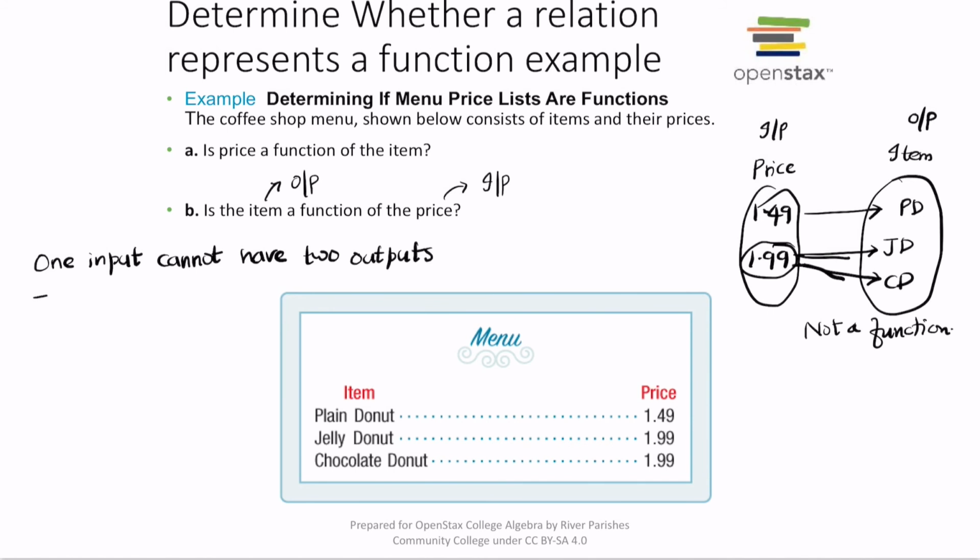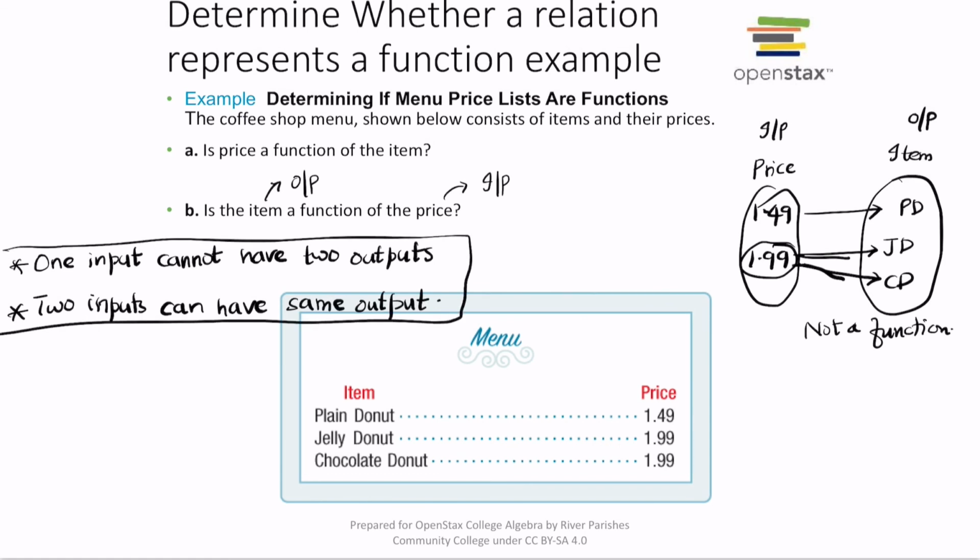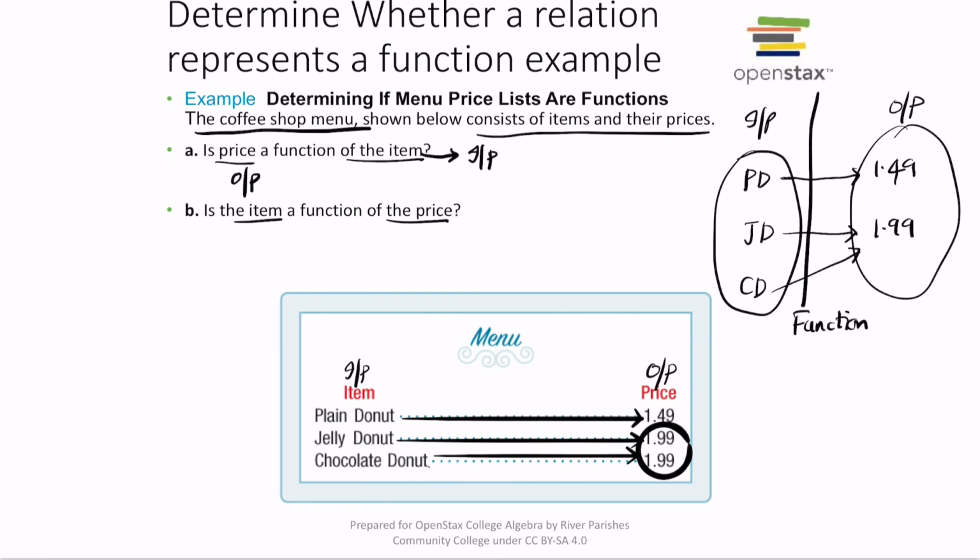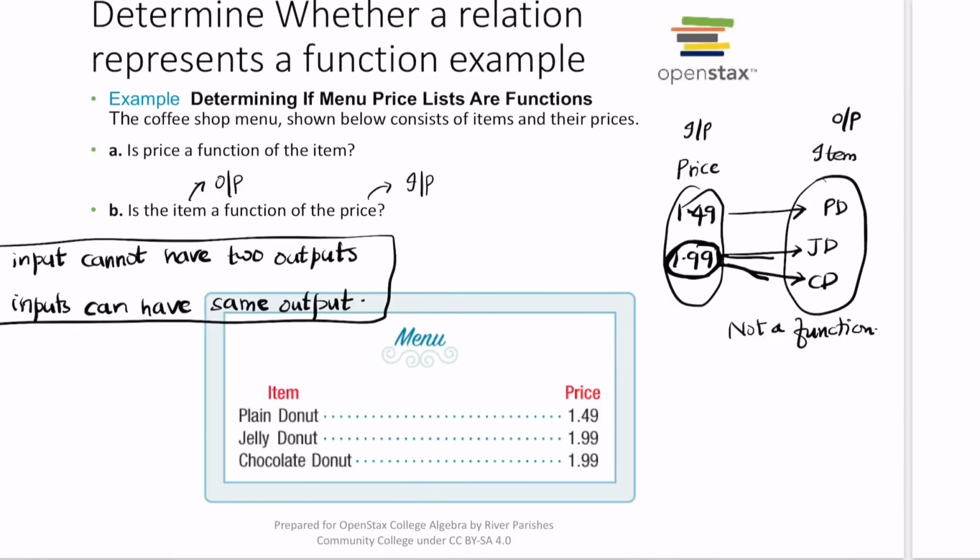And two inputs can have the same output. Remember, these two points are very important. If you look at them all at once, it might be confusing, but notice that one single input cannot have two different outputs, but two different inputs can have the same output. For example, this is the example here. So two inputs can have the same output. That's the difference between these two.